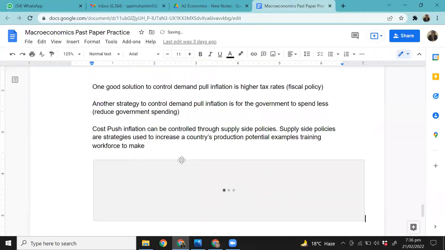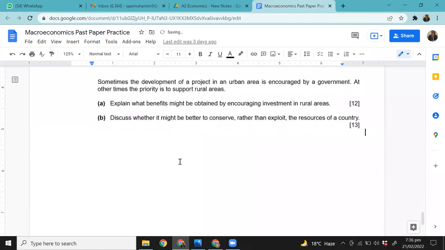The question says, sometimes the development of a project in an urban area is encouraged by a government. At other times, the priority is to support rural areas. Explain what benefits might be obtained by encouraging investment in rural areas, right?